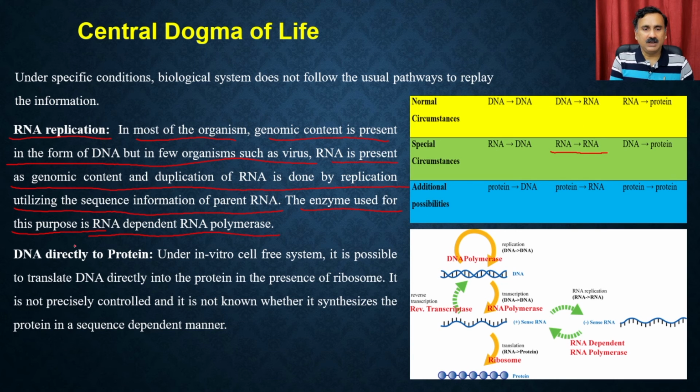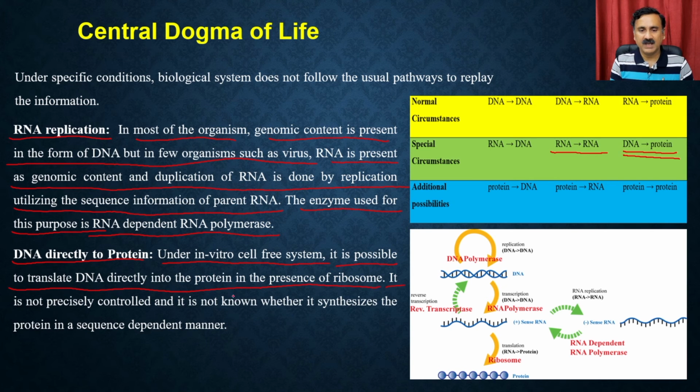Okay, and then you can also have the DNA directly synthesizing the protein. So there will be a complete absence of this particular RNA species, right? So you can also have the DNA dependent protein synthesis. In that case, the DNA directly gives you the protein under an in vitro cell-free system. So it is not possible in an organism, but it is possible under the in vitro cell-free system.